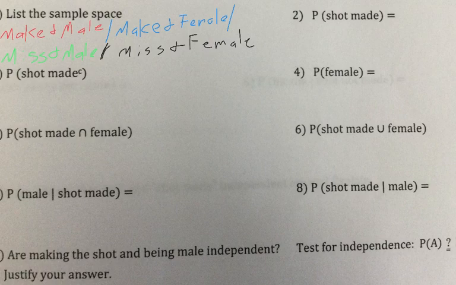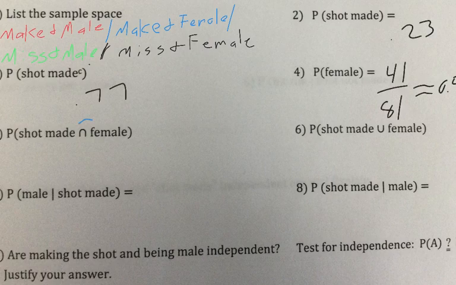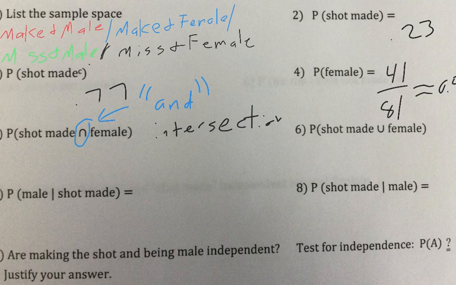Okay, so some of you guys have already asked me about 5 and 6. But let's go ahead and review what those symbols mean. So the symbol that looks kind of like an N, right? An upside down U. It is like an and statement. That symbol, we call that the intersection. It's where both things are at the same time. That's why we can call it an and statement. So if I'm looking for the probability of shots made intersecting with females, that means these are the people who made a shot and are female.